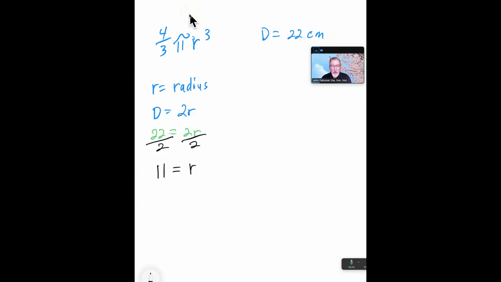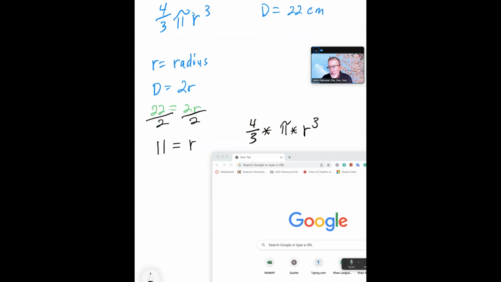So now we can write out our formula. We've got 4/3 times pi times R cubed, where R is 11. So 4/3 times pi times 11 to the third power. And let me grab my calculator, push that up a little higher, otherwise we're not going to be able to see it.